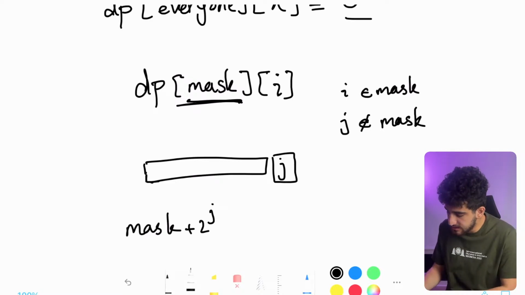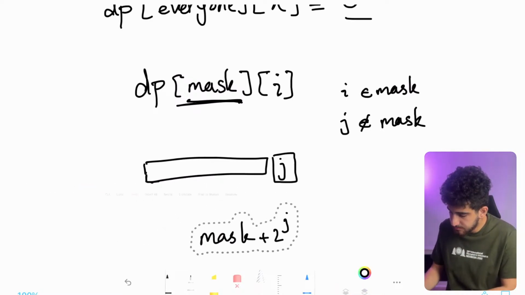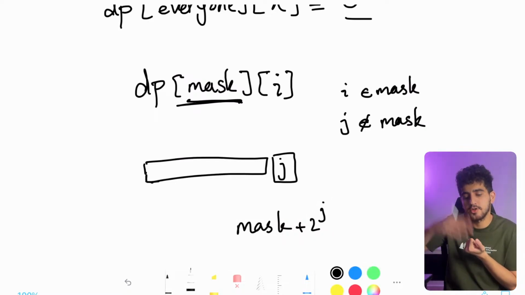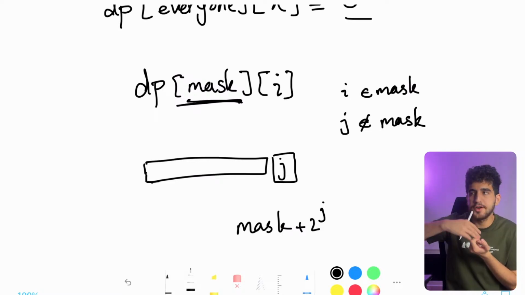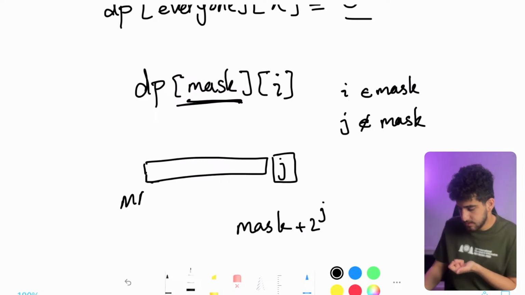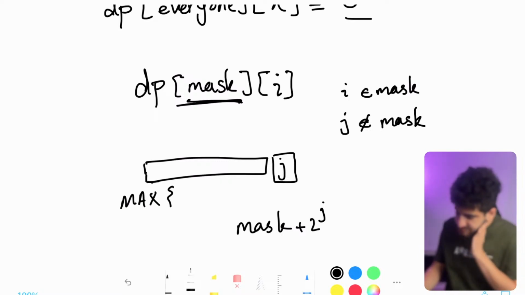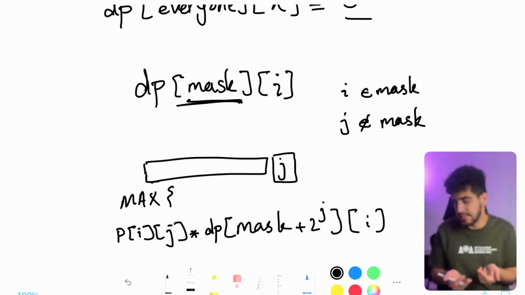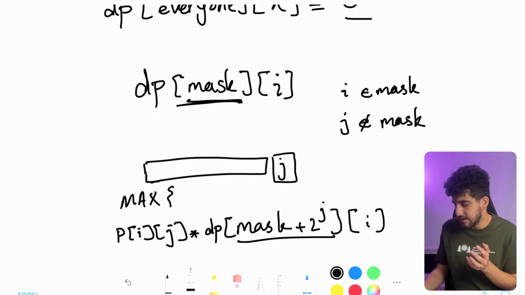I know that when I add j to the end, I have to calculate the maximum over all possible choices of j. J can be anything. Over all possible choices of j, I will find the maximum of this value. I say that if j is added, with probability p of I and j, I will kill j. So I will go to DP of mask plus 2 to the power of j and I. So my next state is that these people have fought and I has remained alive.